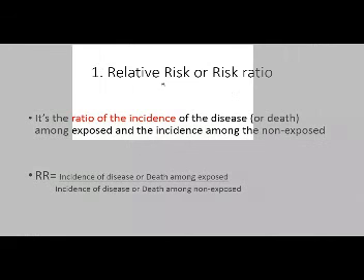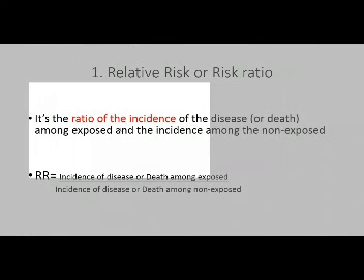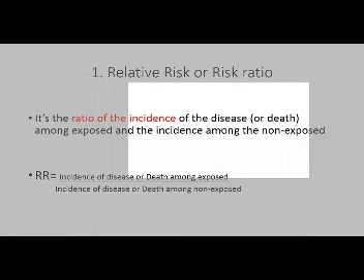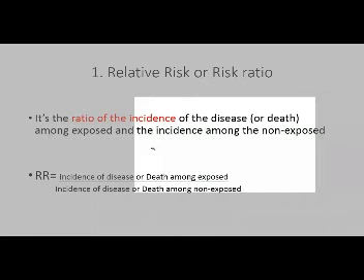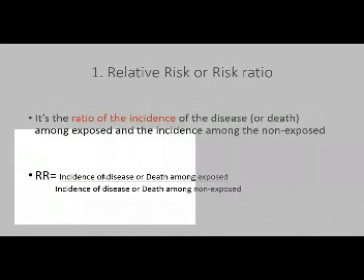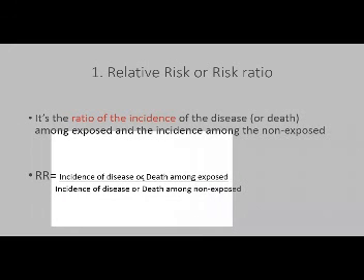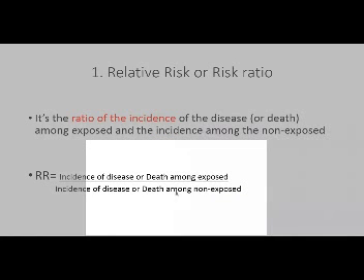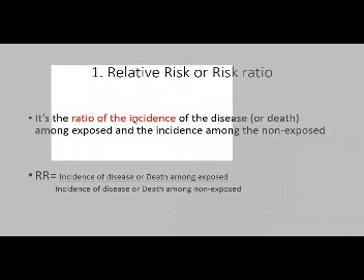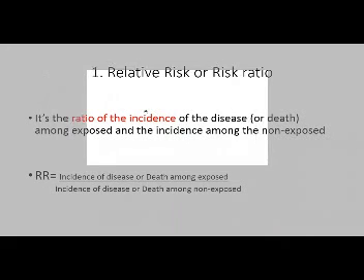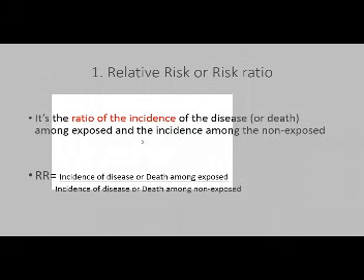First one is the relative risk or risk ratio. It's the ratio of the incidence of the disease or death among exposed and incidence among the non-exposed. So the formula for calculating relative risk is the ratio between the incidence of disease or death among the exposed and among the non-exposed. We had discussed this test in cohort study. Incidence we calculate in longitudinal studies and particularly cohort studies.